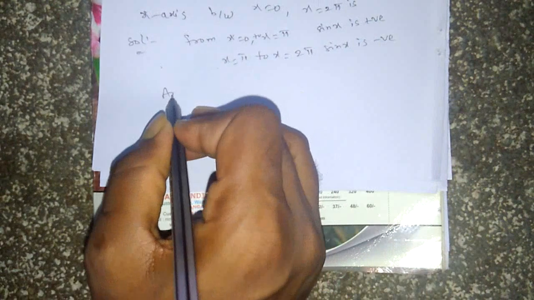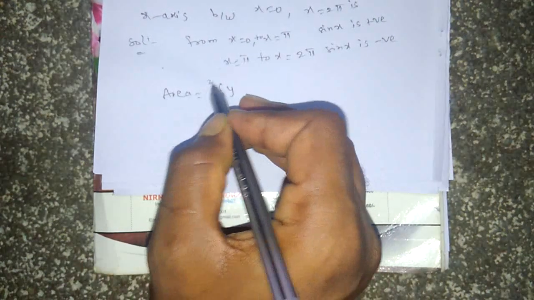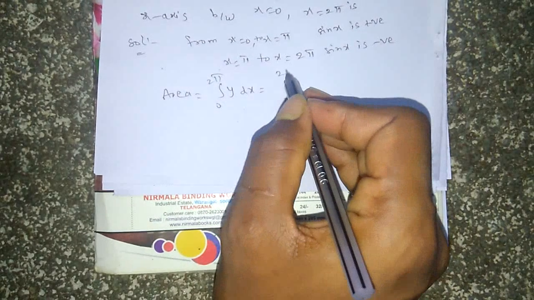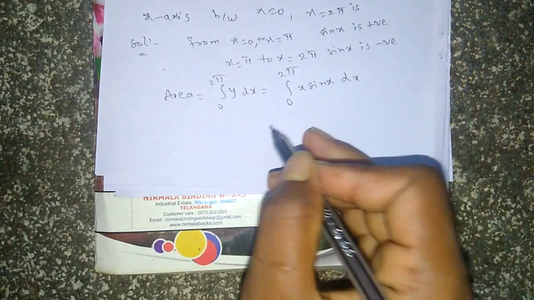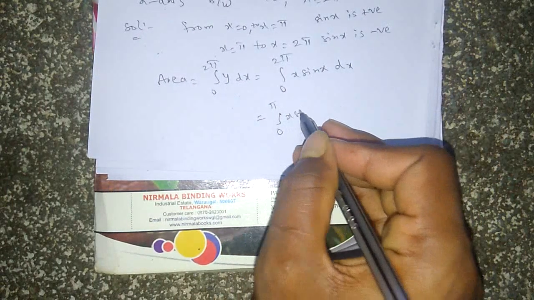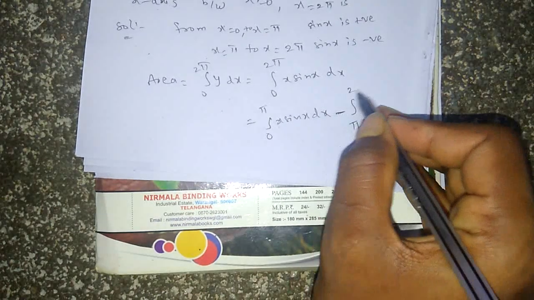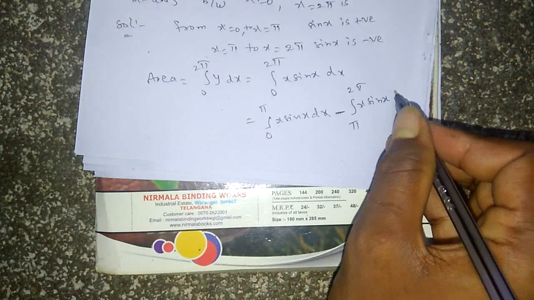So here the required area is integral 0 to 2π y dx. So we need to break the integral 0 to 2π x sin x dx. We need to split it: 0 to π x sin x dx minus π to 2π x sin x dx. From π to 2π, sin x is negative, that's why we need to take the negative of that.